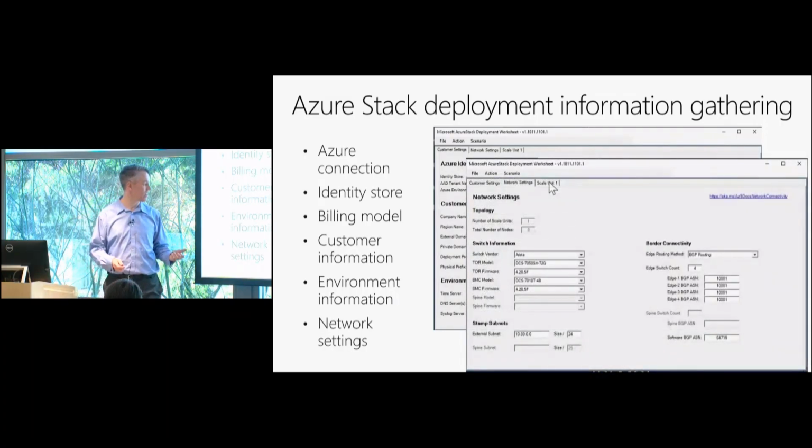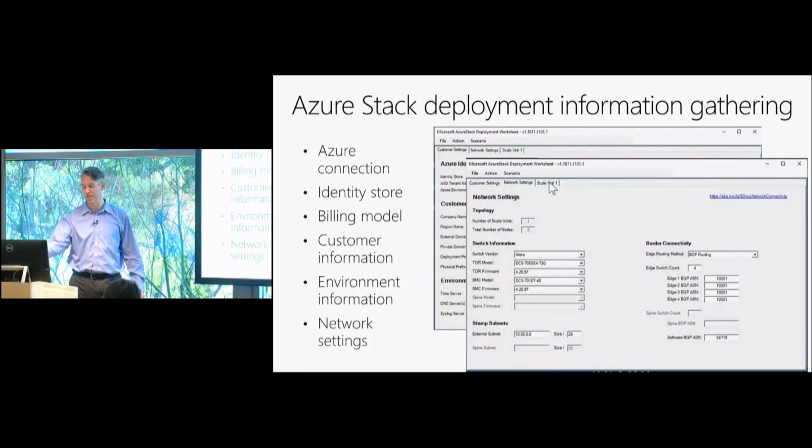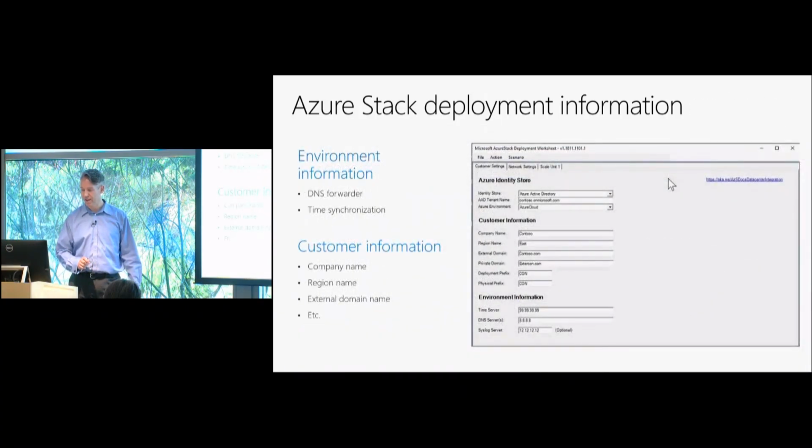In the network settings, you can see there's some detailed information that might be OEM specific, like the top of rack switch firmware, those sorts of things. The OEM would help you answer those questions. Some of those are just for reference. Other ones are used in the JSON file to do the configuration. And then you can see there are slots here for the number of scale units and the number of nodes in the scale unit.